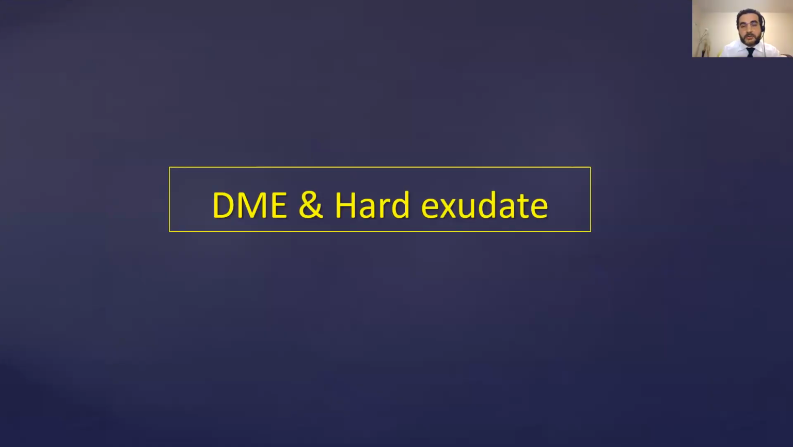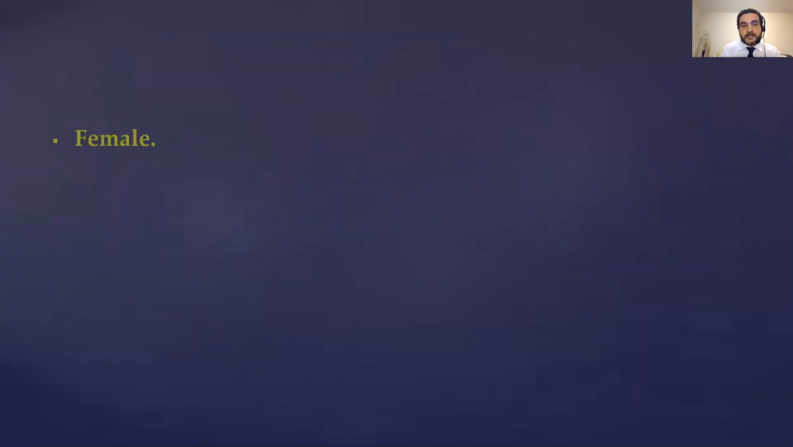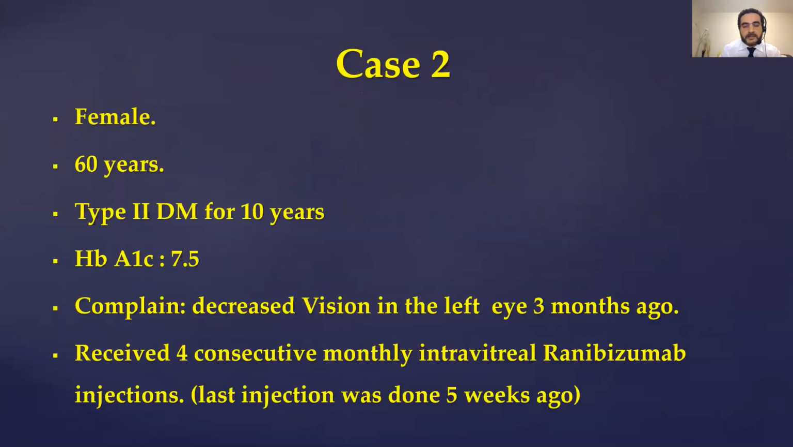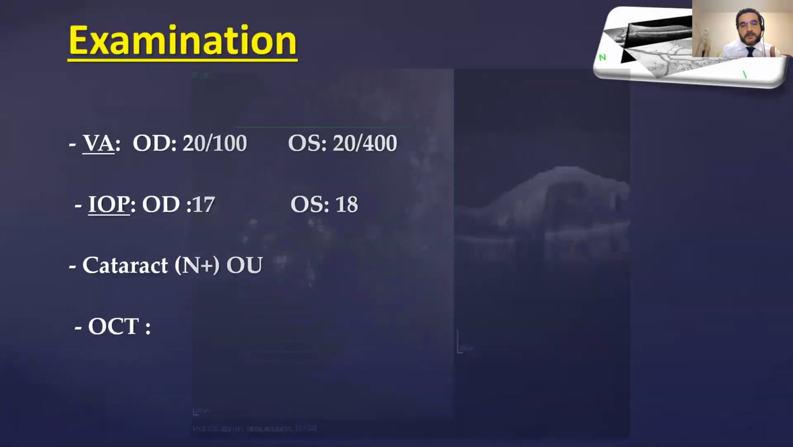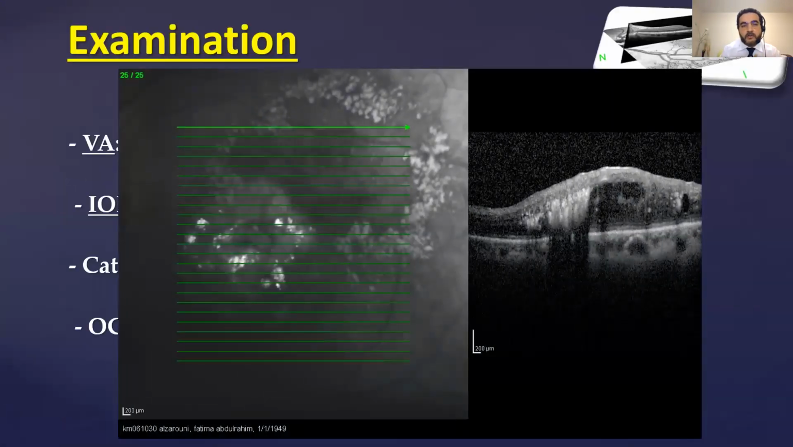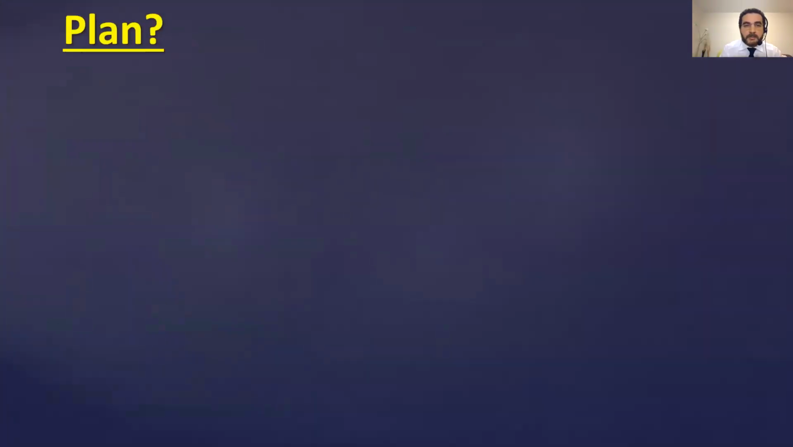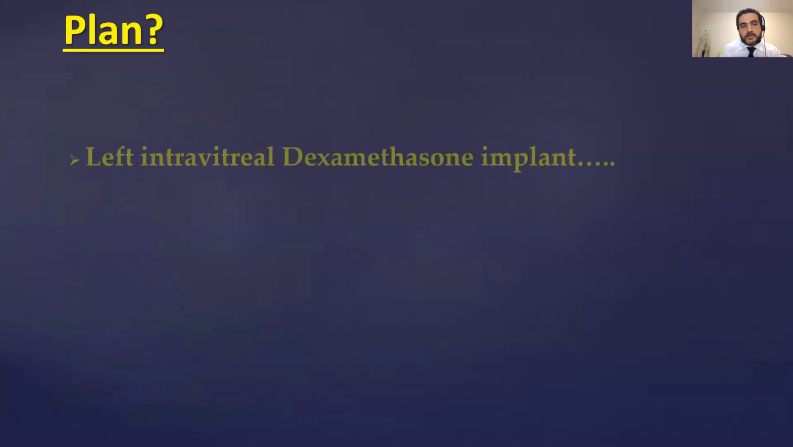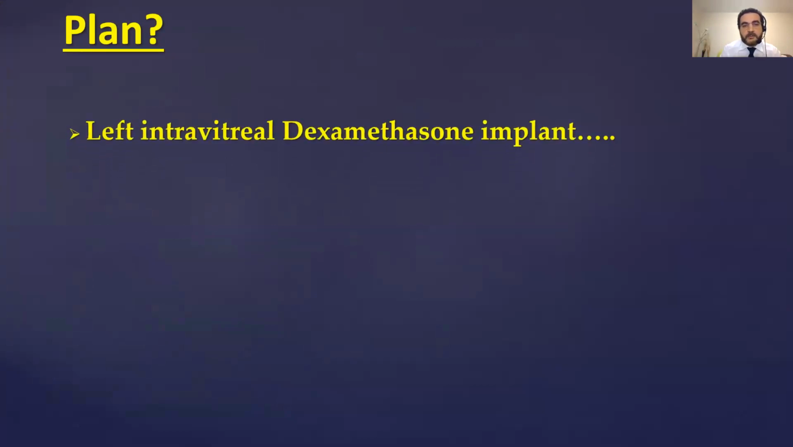It's very important to share this case with you, because I discovered in patients who have hard exudate, like this patient, for example, who received 4 monthly injections of ranibizumab, and the last injection was done 5 weeks ago. When he came to me for examination, you can see the extensive hard exudate around the macula and the fovea. So the plan for this patient was easy for me. I would definitely try a dexamethasone implant.